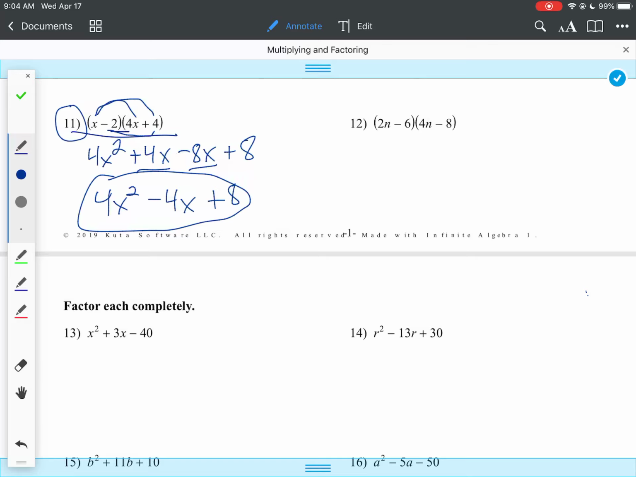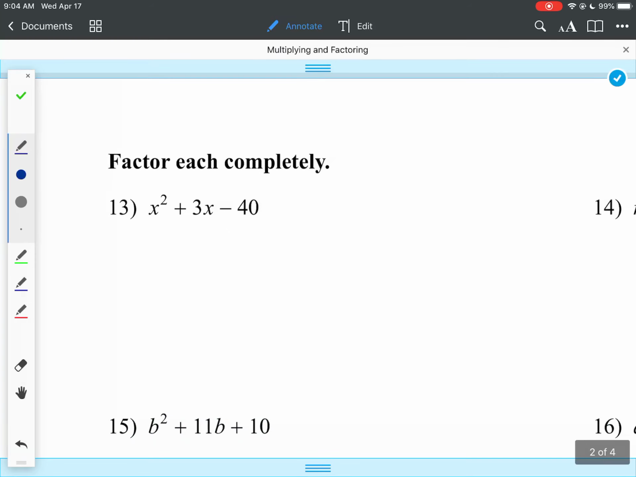Okay, so see the pattern here? We have an x squared, we have an x, and a constant. So when we go factoring, we have an x squared, we have an x, and a constant. We're going to go backwards. So the key here is using our diamond problems. This is the multiply one number, and this is the add number. Okay, so we put the negative 40 in the top, and we put the 3 in the bottom.